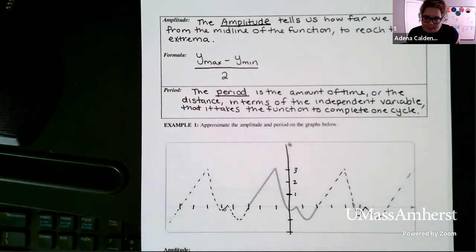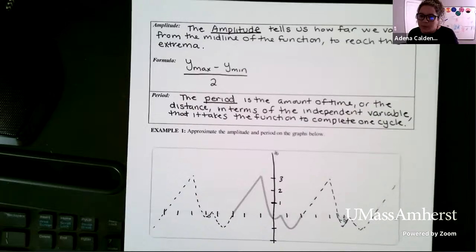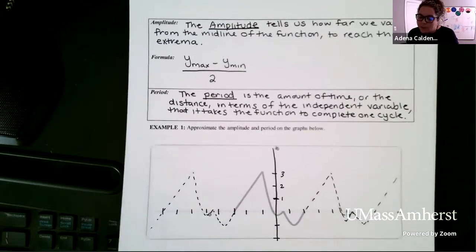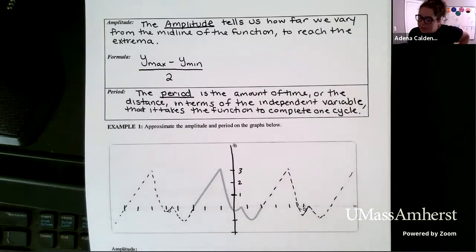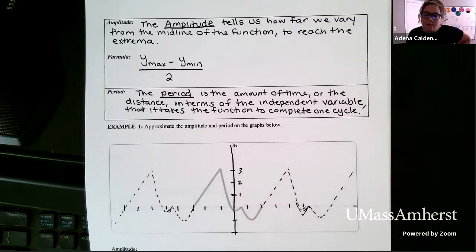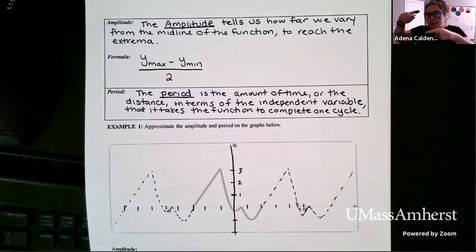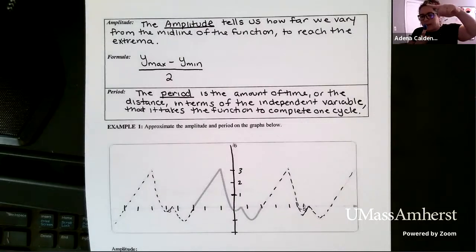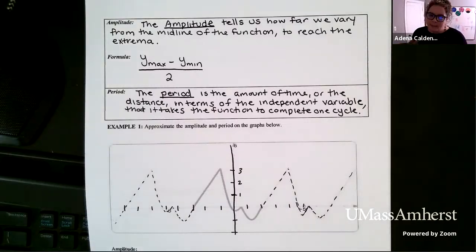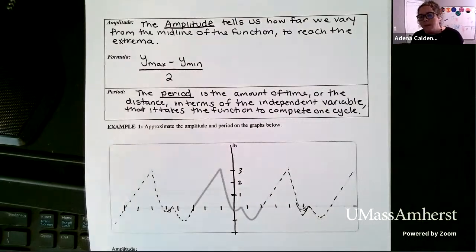So starting with the amplitude. The amplitude is a weird concept, and I will try to illustrate it as we go through today's lecture so you can understand what I mean. The amplitude tells us how far we vary from the midline of a function to reach the extrema. So what does that mean? When you have a function, there's a middle, right? And we're talking about the vertical direction here. So if we were to draw a line through the middle, how far do we have to go from the middle to get to the maximum y value? And how far do we have to go down to get to the minimum y value? That's called the amplitude. So it's a variance type of measurement.